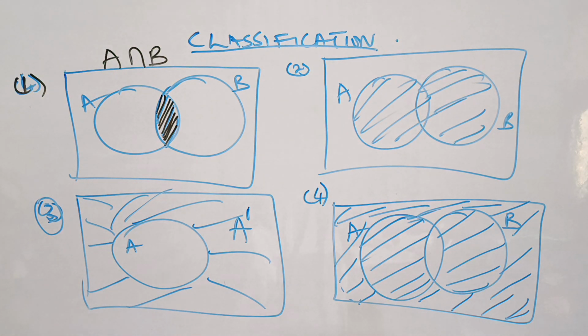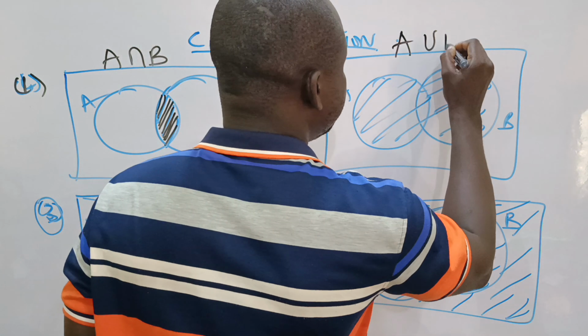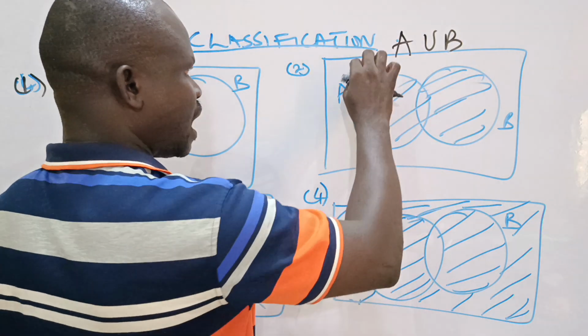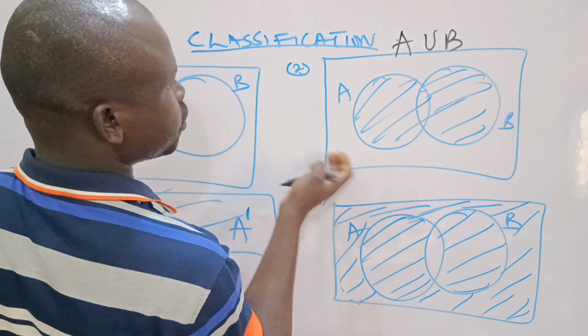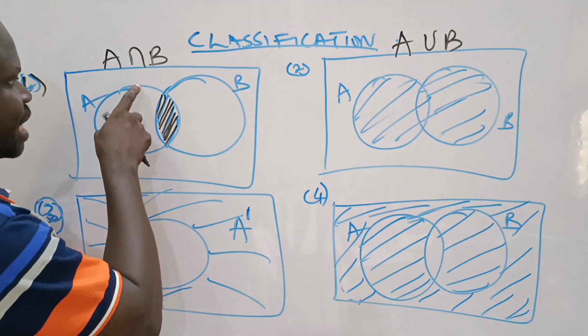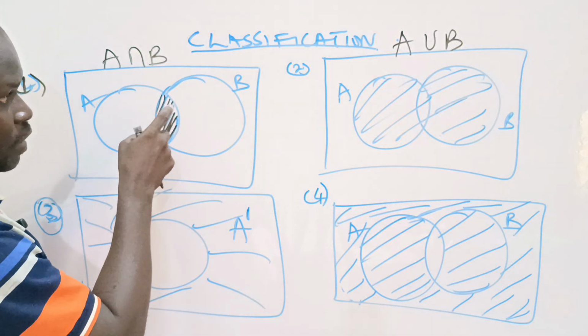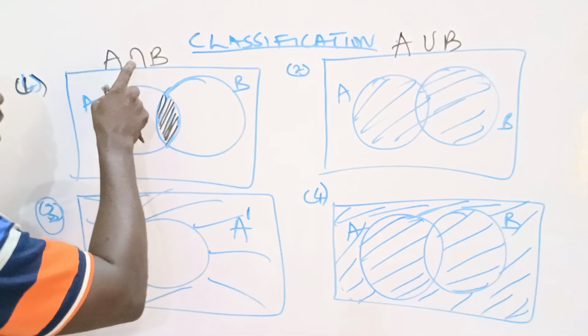Then if you look at the second diagram, under number 2, the shaded portion simply means A union B, because everything outside these two circles, A and B, is shaded. But in the first case, the shaded portion simply means A intersection B.